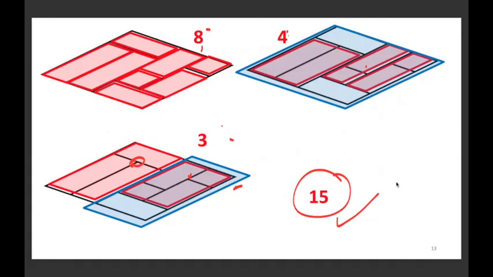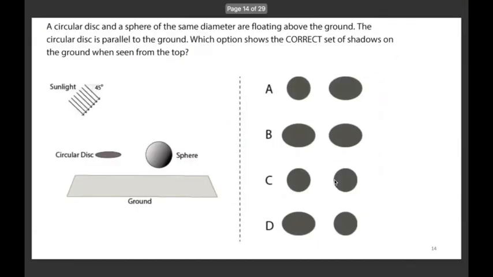We'll move to the next one. A circular disc and a sphere of the same radius are floating above the ground. The circular disc is parallel to the ground. Which option shows the correct set of shadows that will fall on the ground when seen from top?